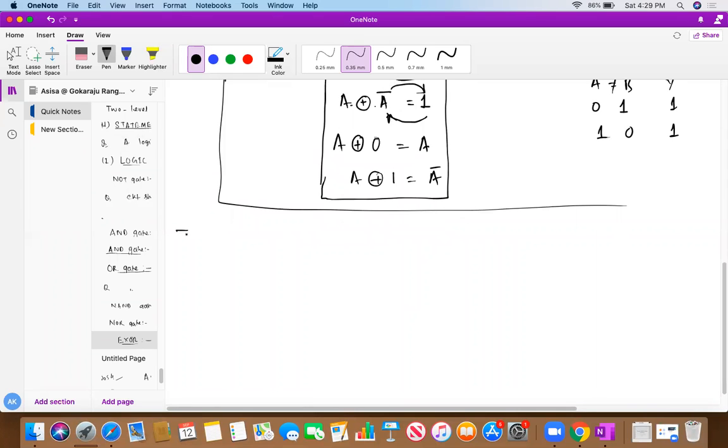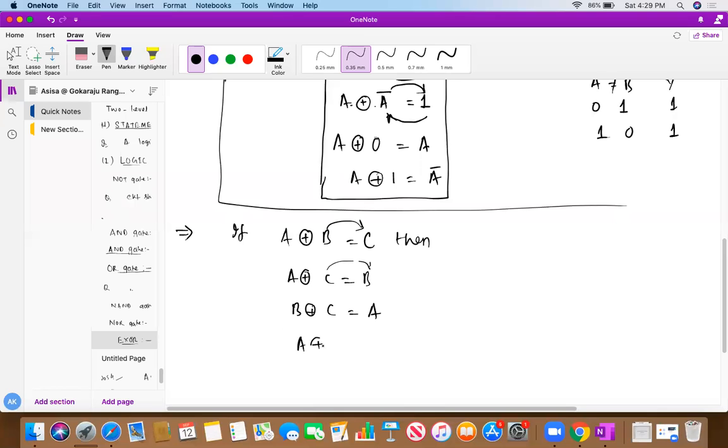Now another important concept of the XOR. See here, if A XOR B is C, then what will A XOR C give? Obviously A XOR C will give me B. And what will B XOR C give? B XOR C will give me A. Understand? Are you understanding the concept?